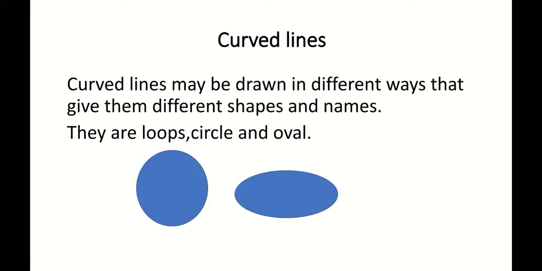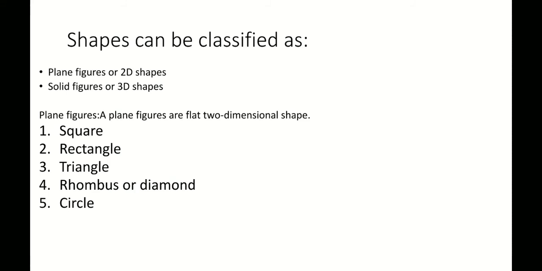Next are curved lines. Curved lines may be drawn in different ways that give them different shapes and names. They are not straight lines, they are known as curved lines. Examples are loops, circle and oval. Curved line means it is not straight. Lines which are not straight, we call curved lines.